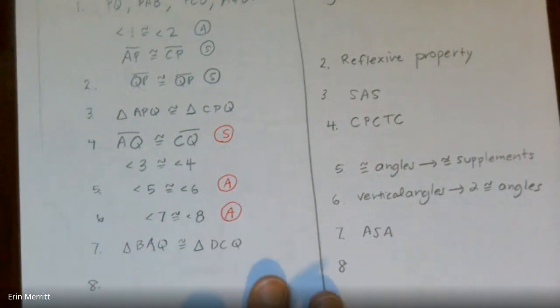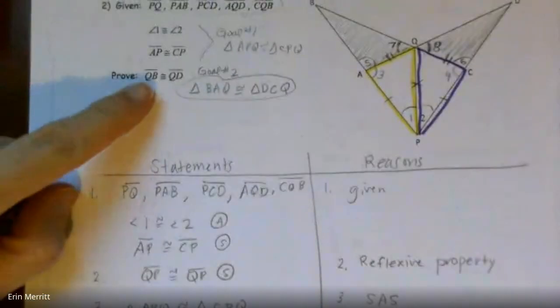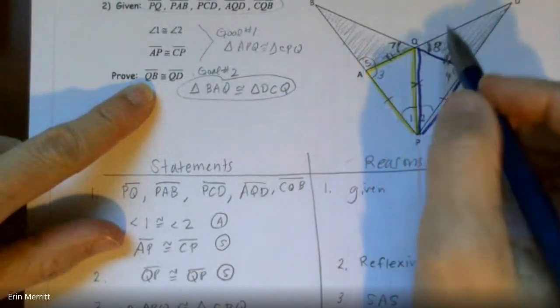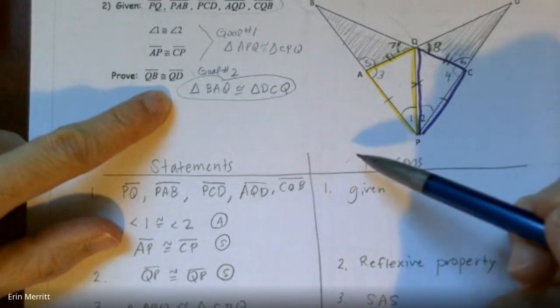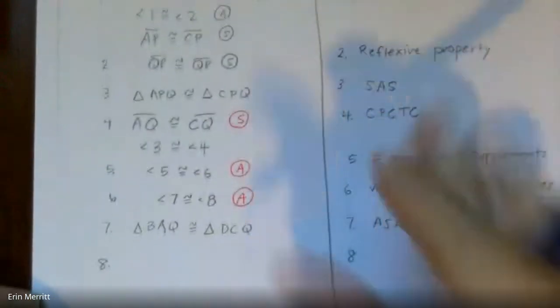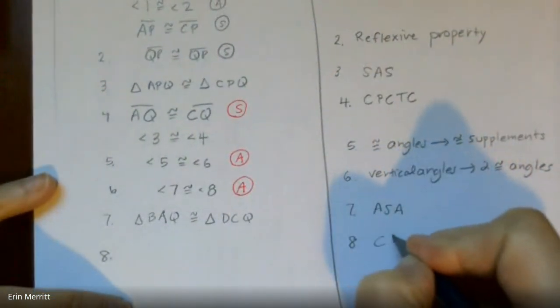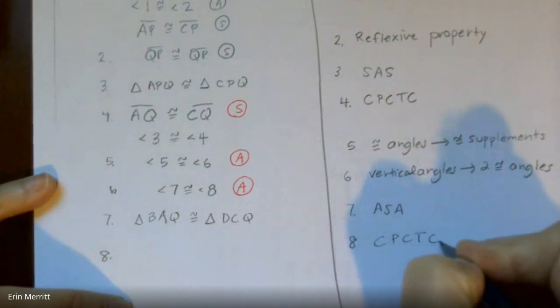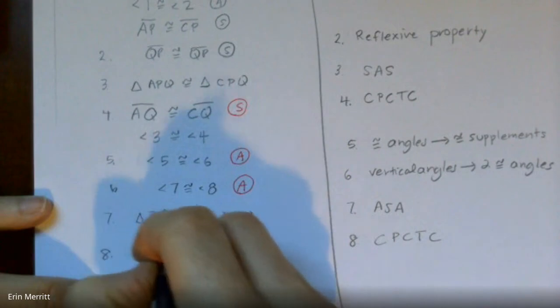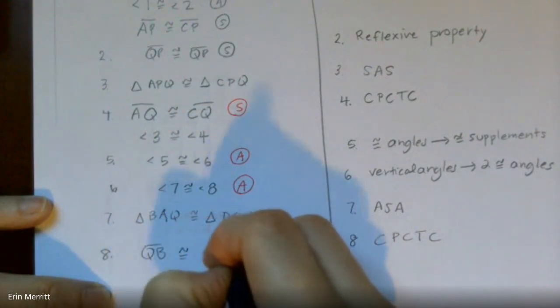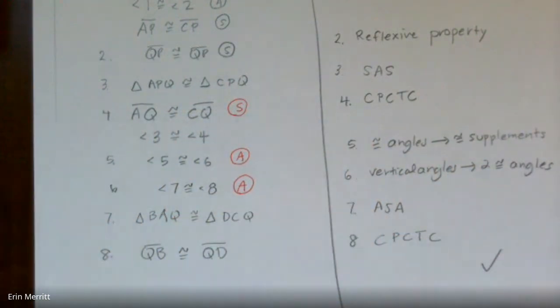And now what we can do is finish our proof and say that if these triangles are congruent, it must be true that QB here and QD here are congruent because those are corresponding parts of the congruent triangles that we just proved were congruent. So finish it up. QB is congruent to QD, and we did it. Woohoo!